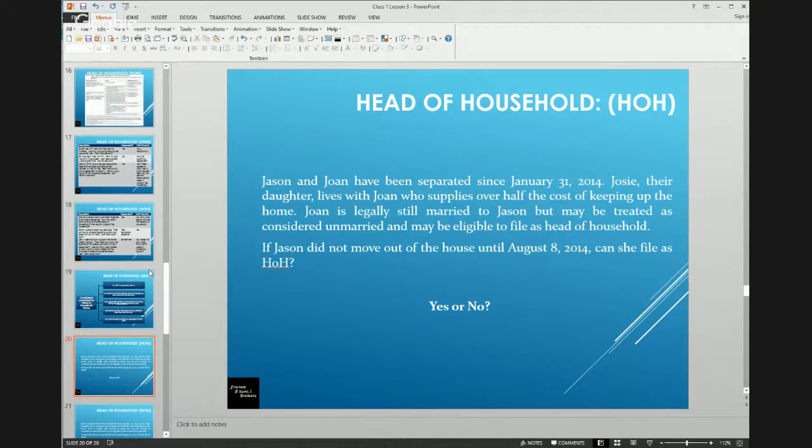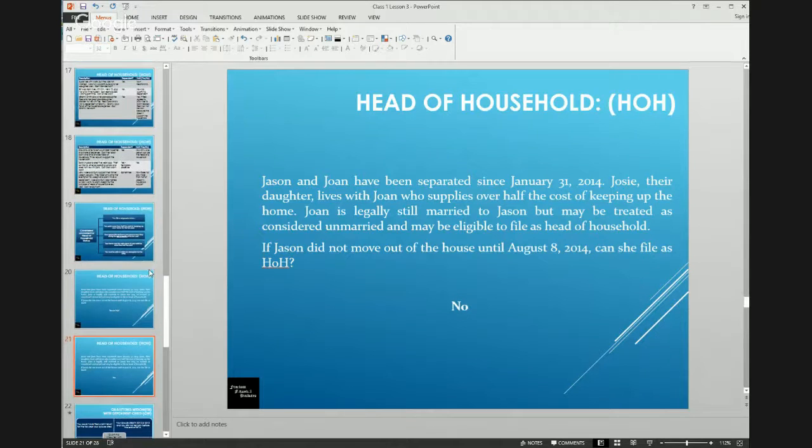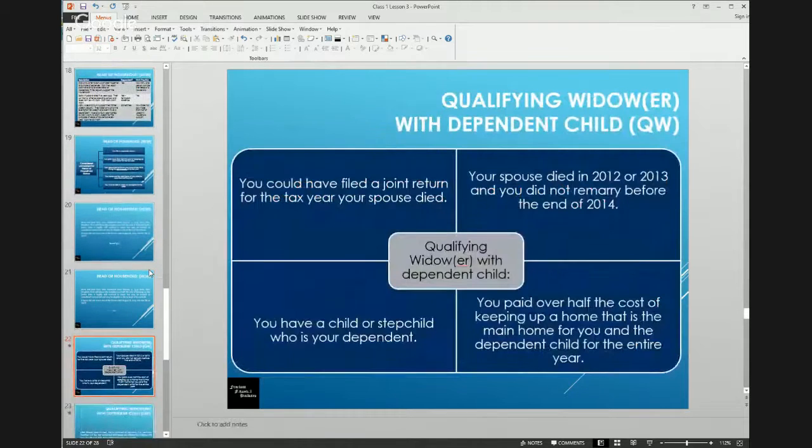as head of household. If Jason did not move out of the house until August 8th, would she be able to file head of household? And the answer there is no. If he did not move out until the last 6 months had started, Joan would not be able to use head of household because he had lived in the family home within the last 6 months of the year. And that's the requirement that's stated from the IRS.